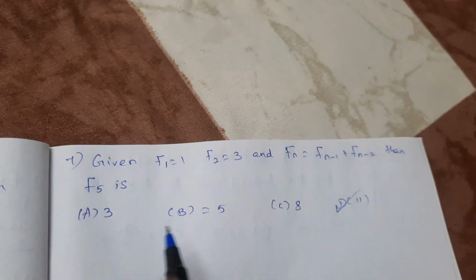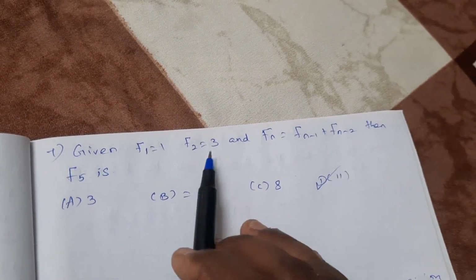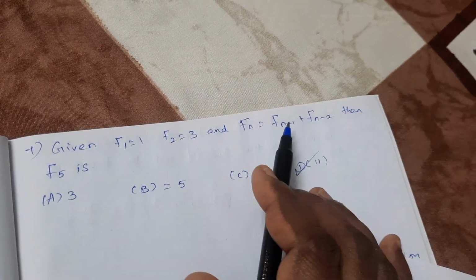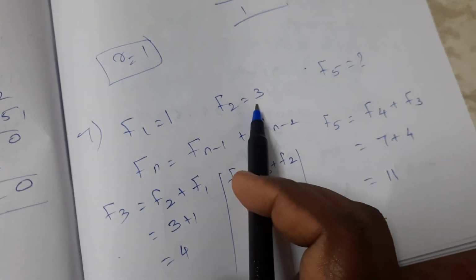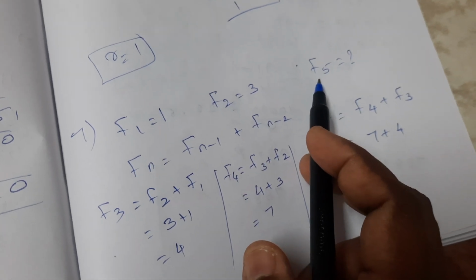Then seventh sum: given f1 is equal to 1, f2 is equal to 3, and fn is equal to fn minus 1 plus fn minus 2, then f5 is what? So, very easy one. F1 given, f2 given, but we ask f5 is equal to what?